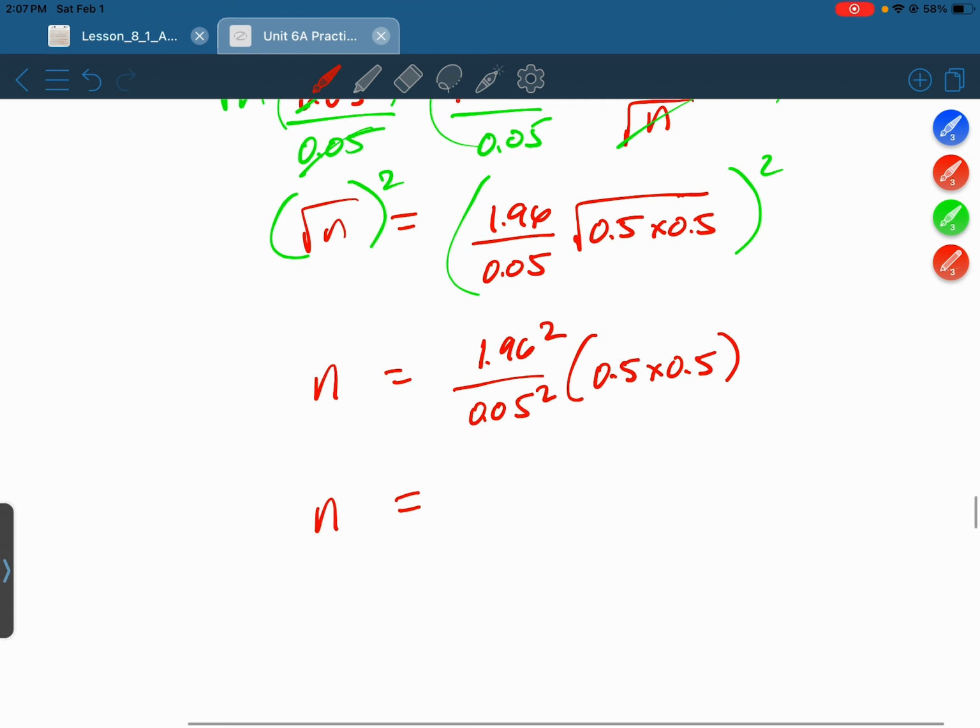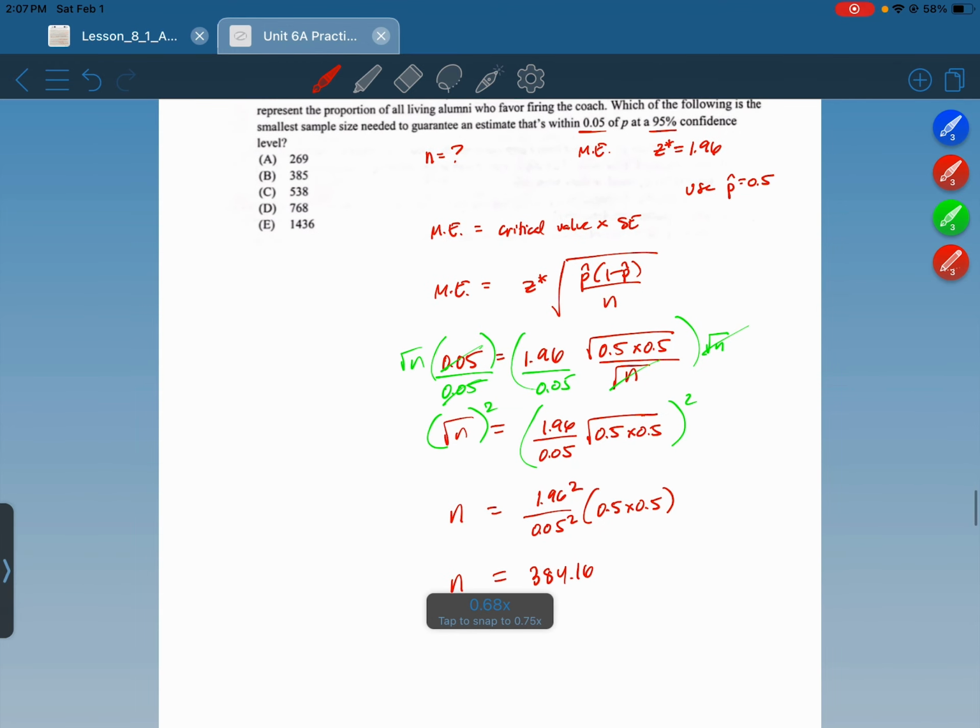Let's go ahead and type that into the calculator. 1.96 squared over 0.05 squared times 0.5 times 0.5 gives 384.16. So let's look at our answer choices. We're going to go with B.